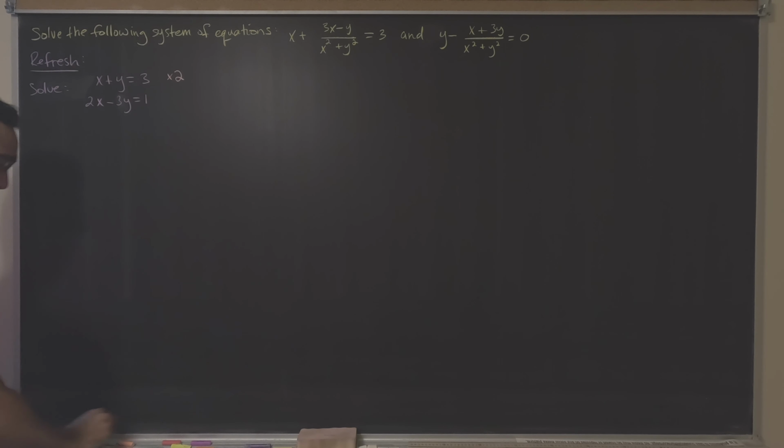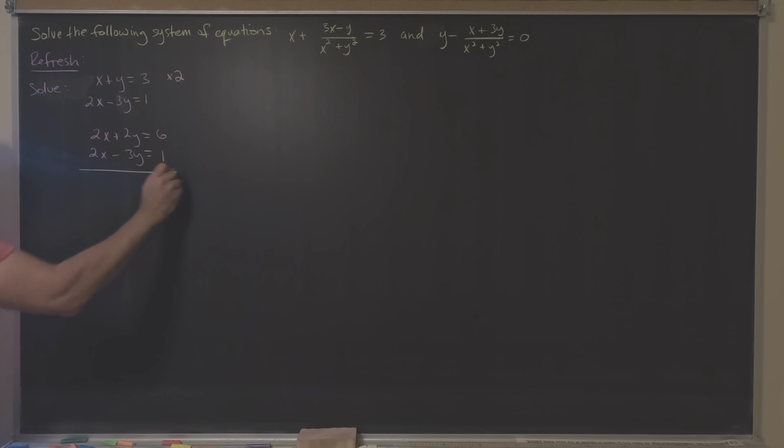So then that would give us the following equations. 2x plus 2y equals 6, with this bottom equation left untouched. And then we can subtract, eliminate the terms with x, so 2x minus 2x, the x's vanish, leaving us with 2y minus negative 3y, which is 5y, and 6 minus 1 is 5. And so we obtain y equals 1.